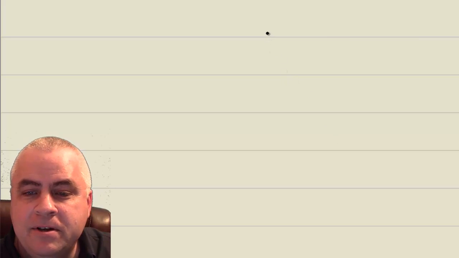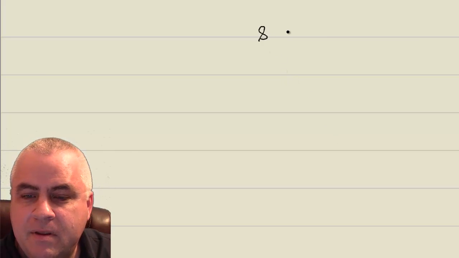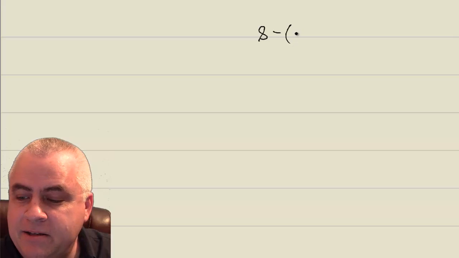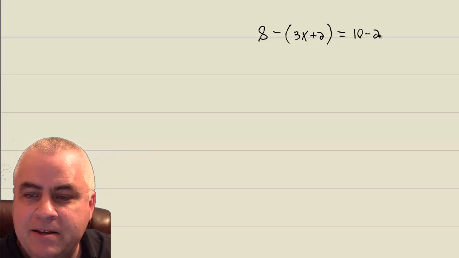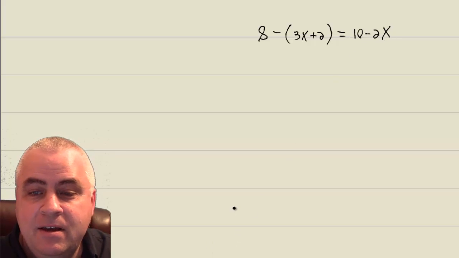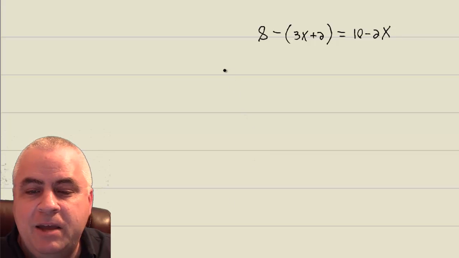Let's take a look at our third example. So we've got 8 minus, and then inside of parentheses, 3x plus 2, equals 10 minus 2x. Going through the same 4 steps. First step is get rid of parentheses.